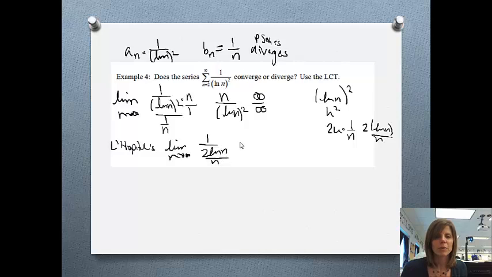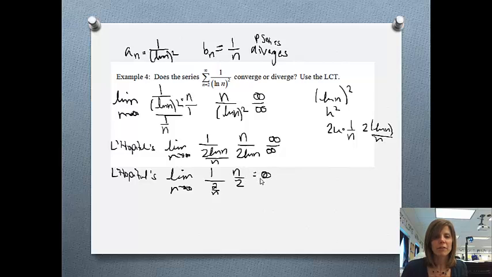So I'm going to multiply by the reciprocal again. So I'll get n over 2 ln n. If I approach infinity, I'll still get infinity over infinity. So time for L'Hopital's one more time. So I'll get the limit as n approaches infinity. The derivative of n is 1. The derivative of 2 ln n is 2 over n. And then if I multiply by the reciprocal, I'll end up getting n over 2. And this time when I plug in infinity, I get infinity.